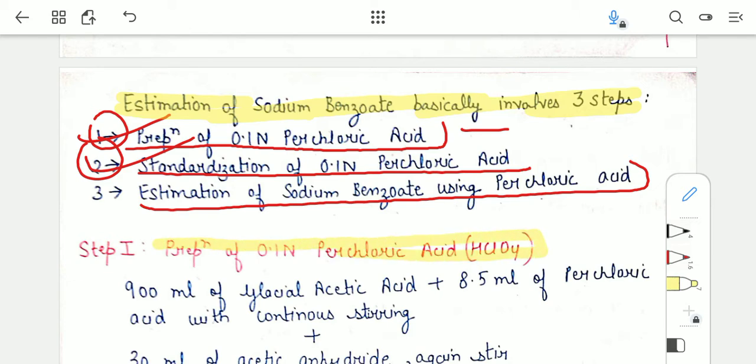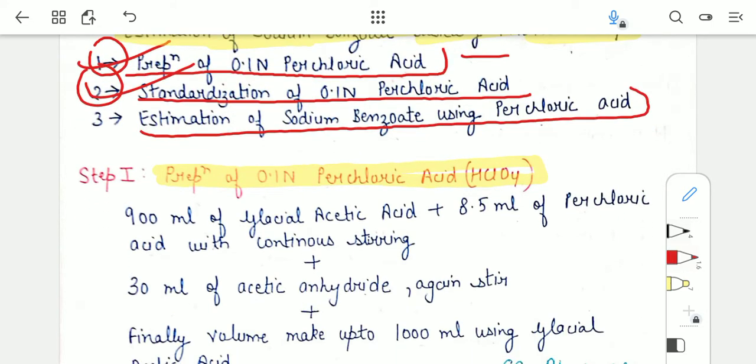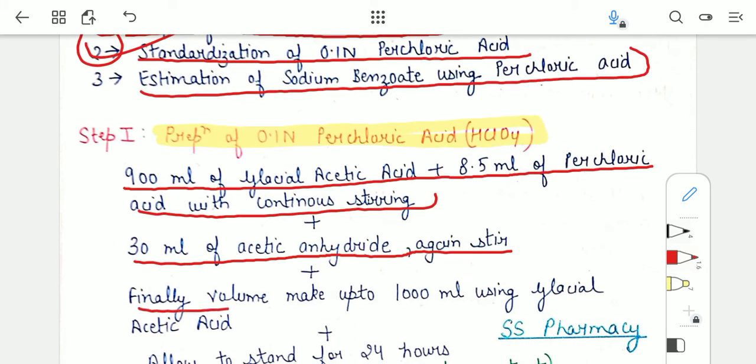Now let us begin with step 1, which is the preparation of 0.1 normal perchloric acid. Here we will take 900 ml of glacial acetic acid along with 8.5 ml of perchloric acid, and then we will stir the mixture continuously. Then we will add 30 ml of acetic anhydride and again stir, and then we will finally make up the volume up to 1000 ml by using glacial acetic acid.